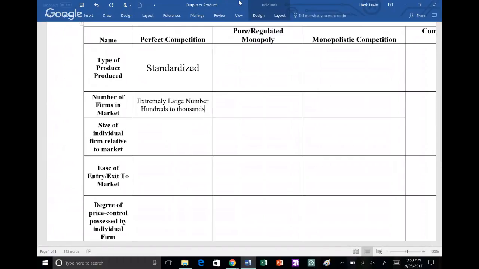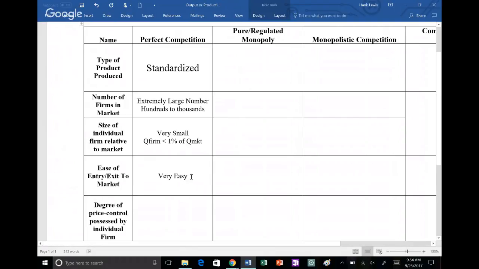Number of firms in the market is described as an extremely large number. 500 is an extremely large number, so is 7,000. But notice, hundreds to thousands of firms competing in a perfectly competitive market. The size of the individual firm relative to the market is described as very small. The quantity of output produced by a single firm is less than 1% of Q market. A 100 hectare, which is 250 acres, corn farm is 0.0000725% of all the corn produced in North America. It is very small relative to the market.